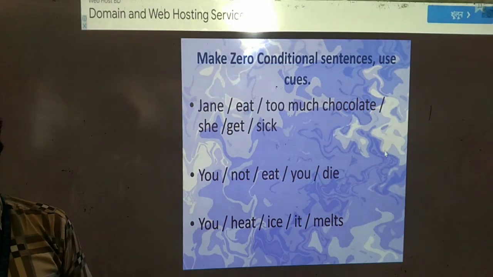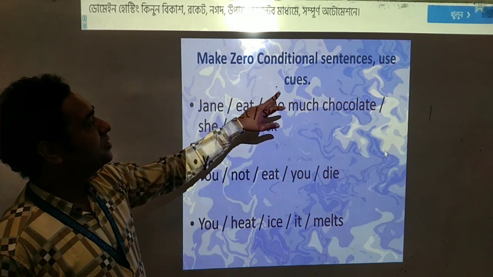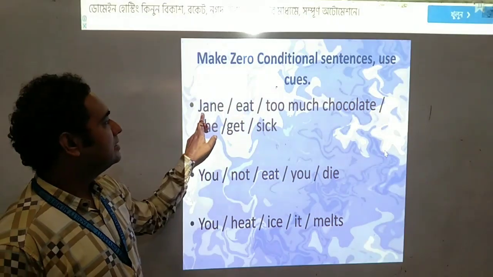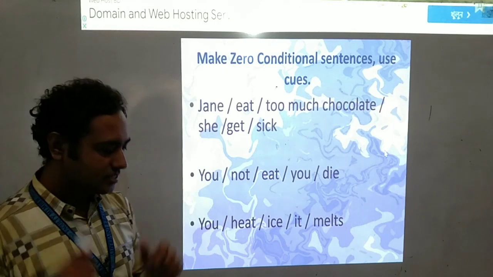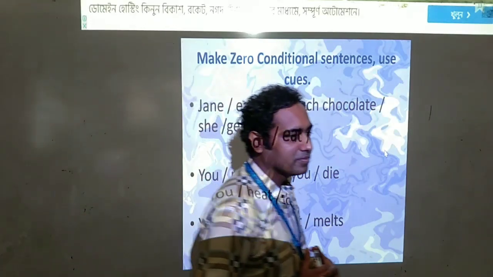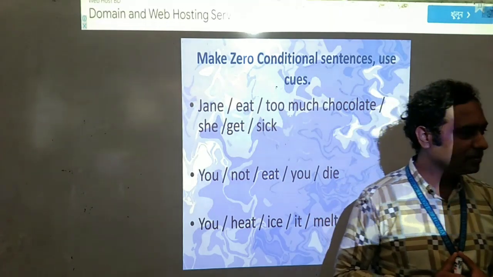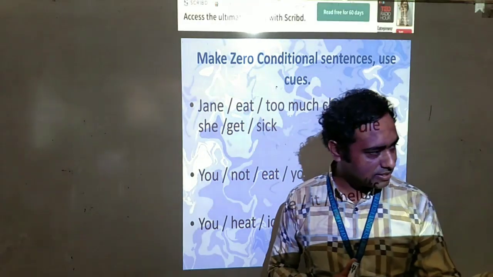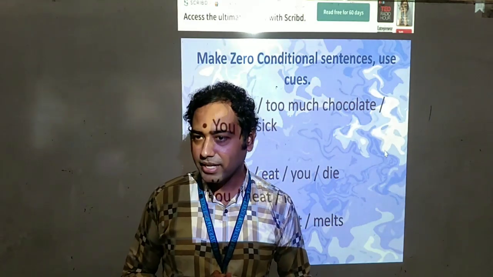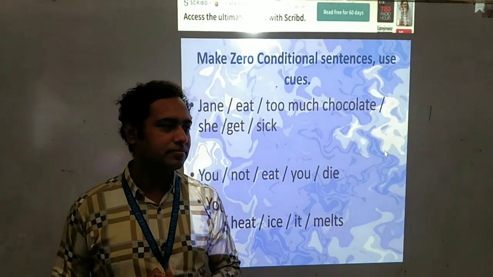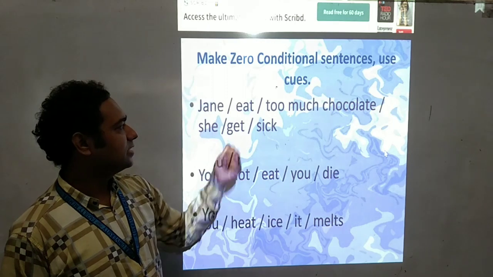So now, let's just go through it. Make zero conditional sentences, use the cues. Jane eat too much chocolate, she get sick. Make it a sentence. Zero conditionals. Remember the formula is present plus present. You know it. You studied this in SSC and HSC, I'm sure. Jane eats too much chocolate, she gets sick.